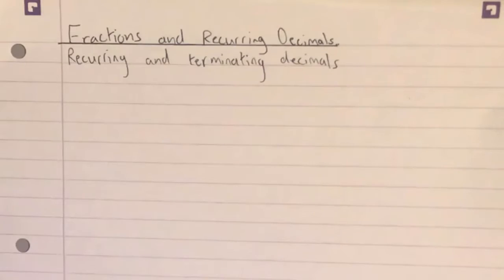In this video, I will be going through the topic fractions and recurring decimals. I will be going through three parts in this video: is a decimal recurring or terminating, turning recurring decimals into fractions, and turning fractions into recurring decimals. First of all, let me show you the difference between a recurring and a terminating decimal.